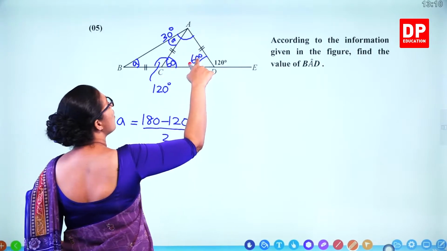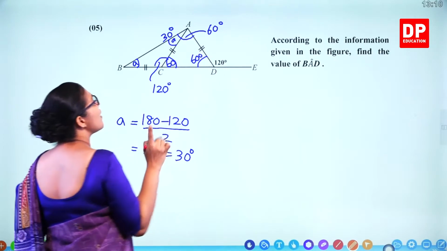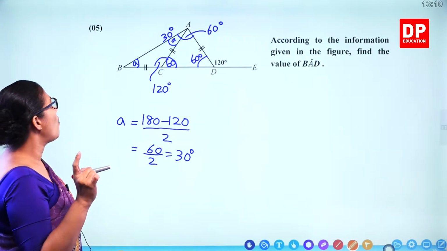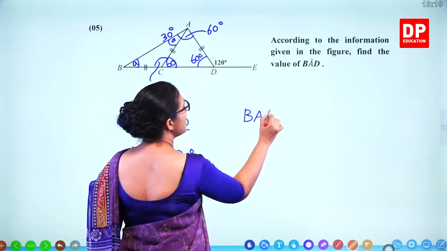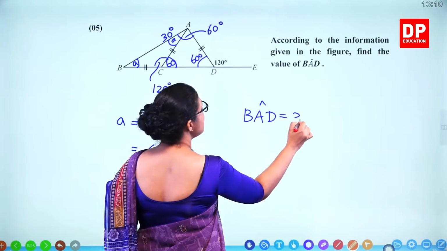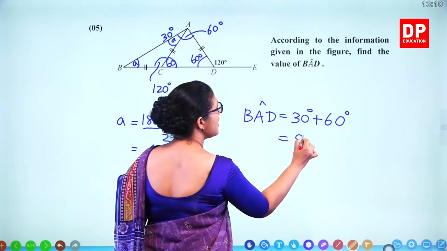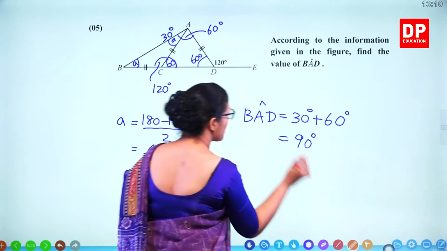60, 60. Already 120. This becomes again 60. So ACD is an equilateral triangle. Now what is BAD angle? BAD angle is 30 and 60 together. So 90 degrees. So you get 2 marks for that.